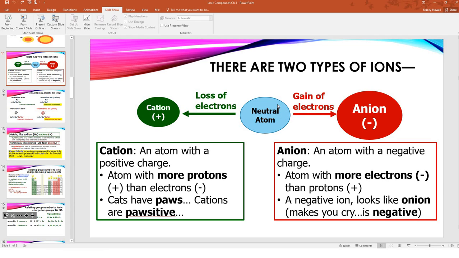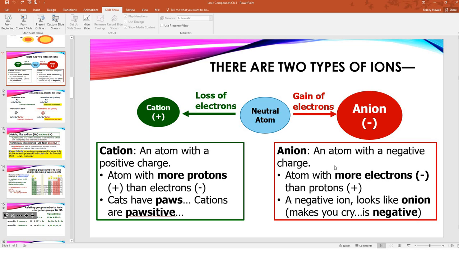On the reverse, if I gain electrons, it's like gaining pounds to a woman. It's a very negative experience, and I become an anion. And you can also think of it as a negative ion looks like onion, and that makes you cry, and that's negative. So however you want to remember it. But an anion is an atom with a negative charge, or more electrons than it has protons.